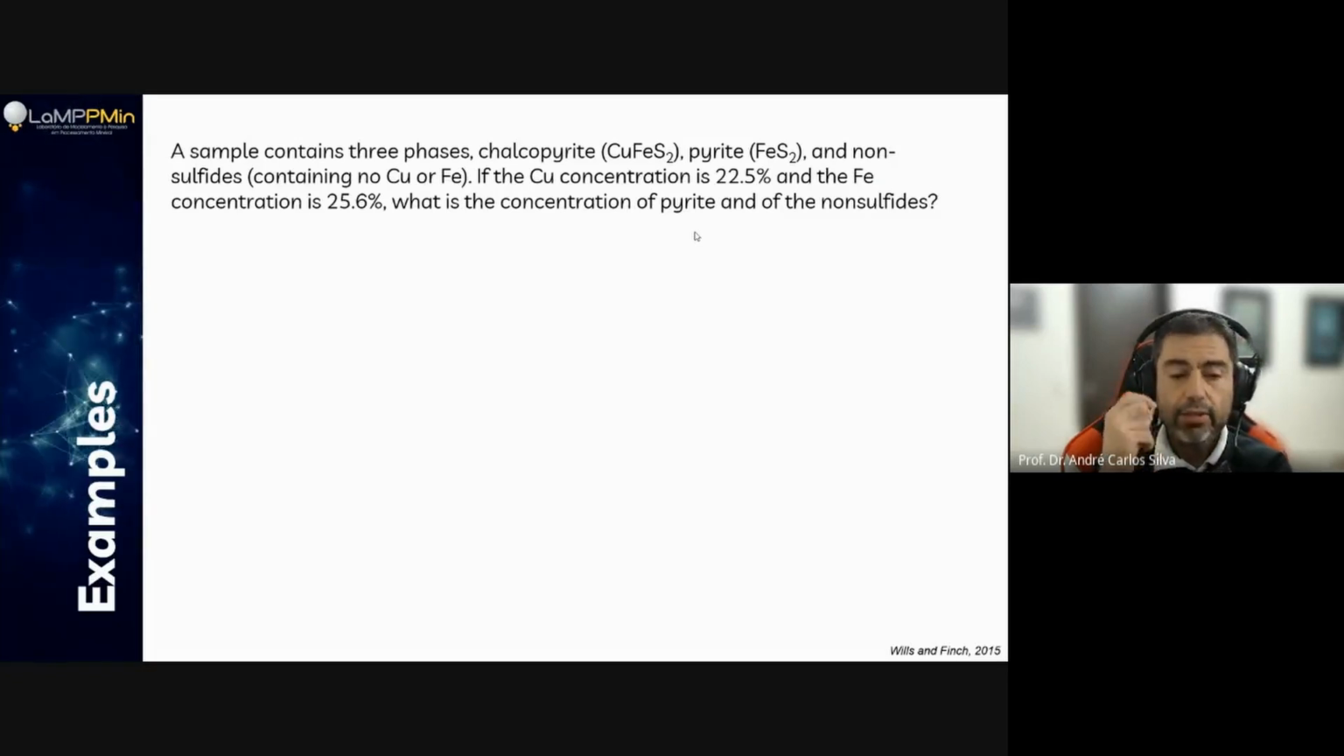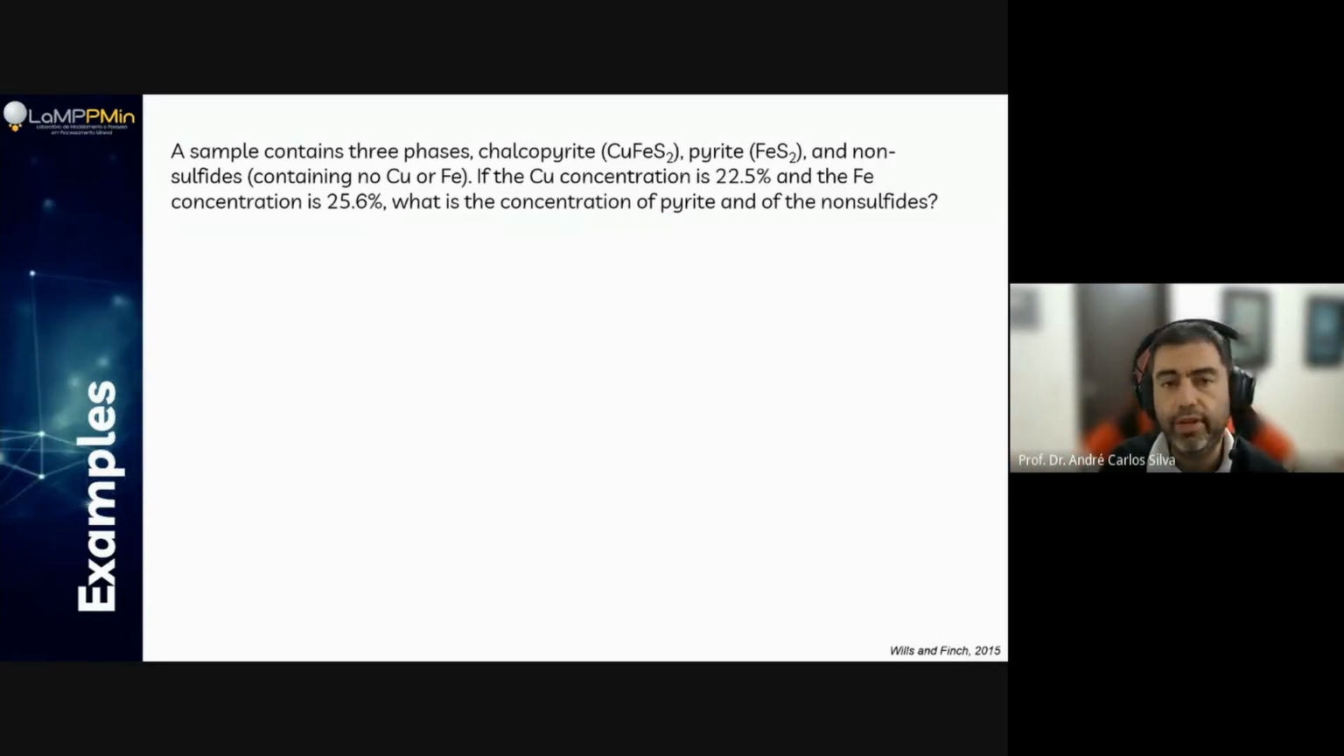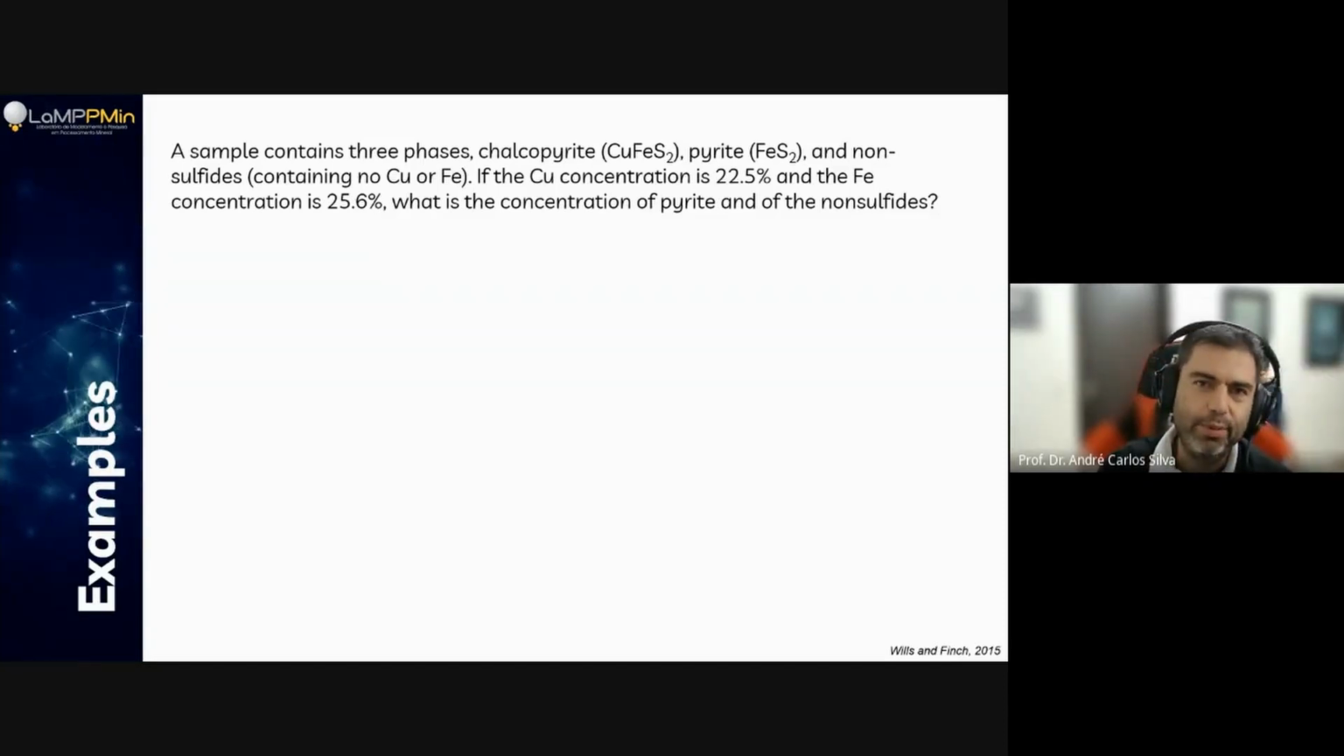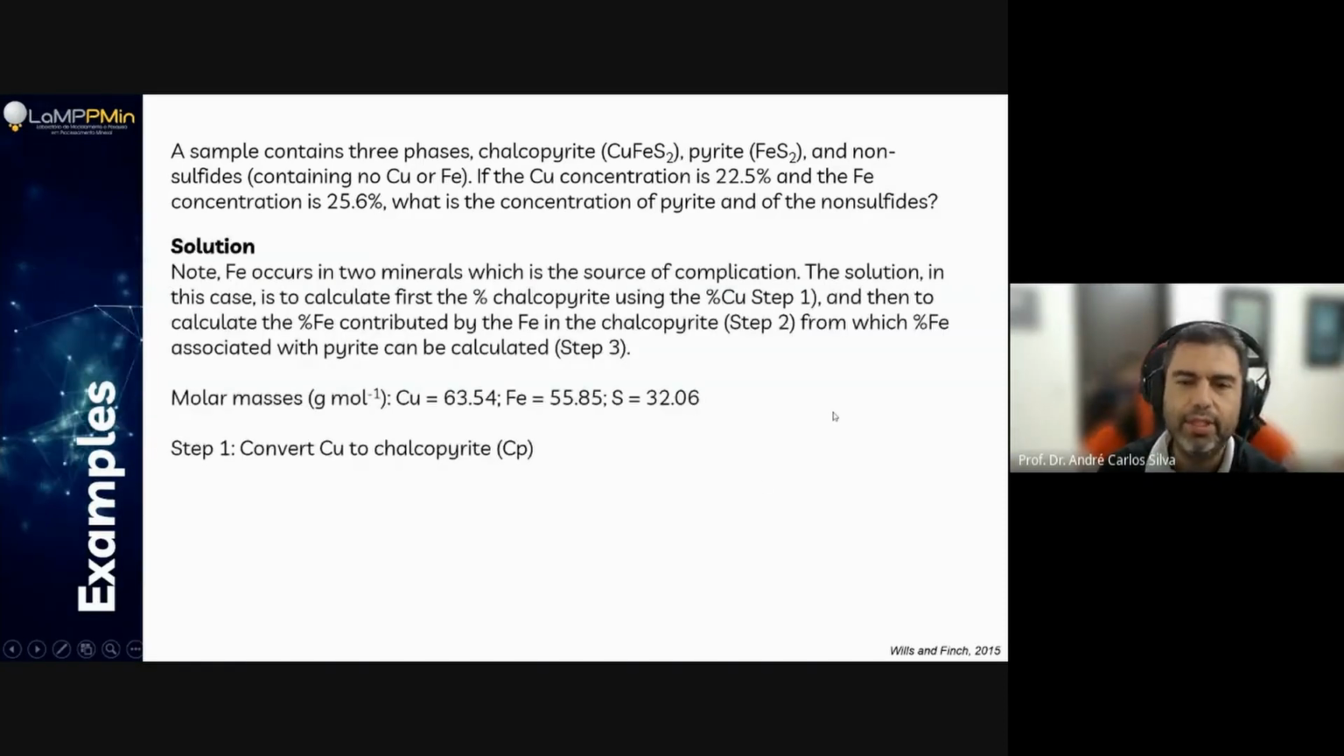Okay, so learning how to do these calculations is quite important, because we need to know how to tackle this material in our mineral processing plant. We have at least three phases. Two mineral phases we know for sure what they mean: chalcopyrite and pyrite. The other phase we don't know what we have on our hands. So how can we do this?